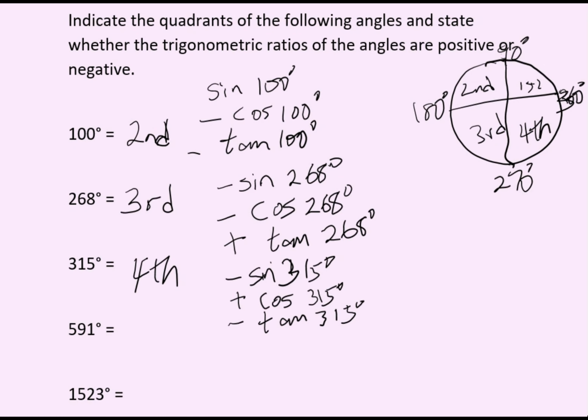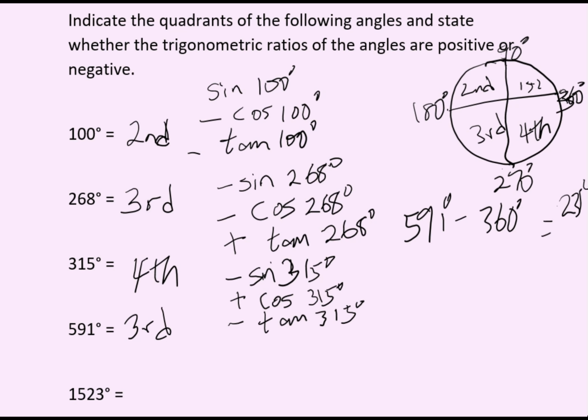So next we have 591 degrees. 591 degrees is more than 360 degrees. So we have to find the base angle first. And to find the base angle, we have to subtract 360 degrees from it. So 591 degrees minus 360 degrees, we have 231 degrees. So that's the base angle. And 231 degrees falls between 180 degrees and 270 degrees. That's the third quadrant.